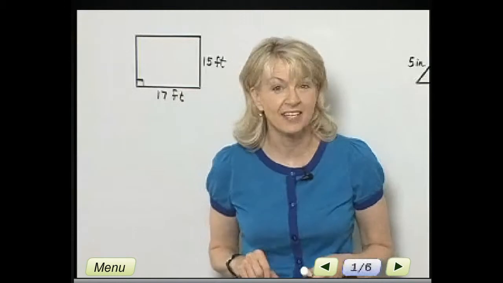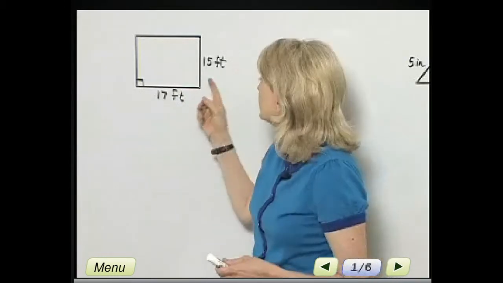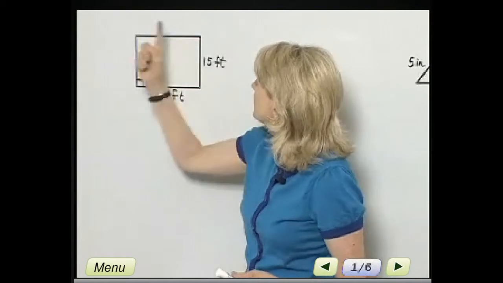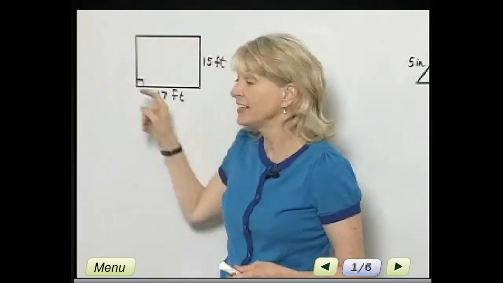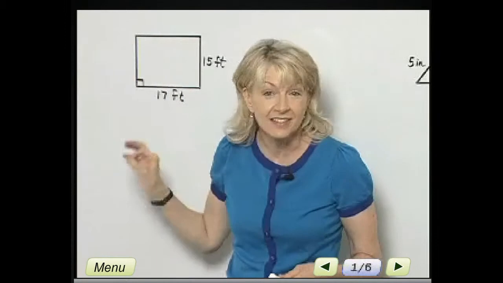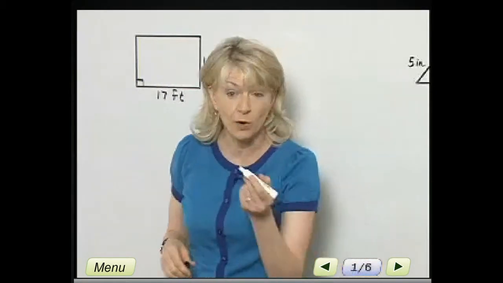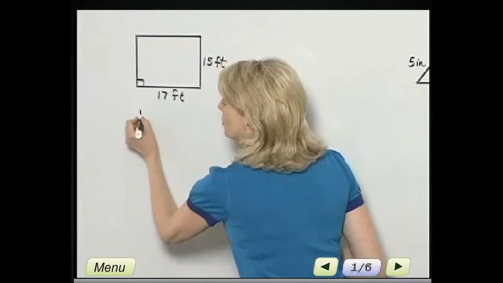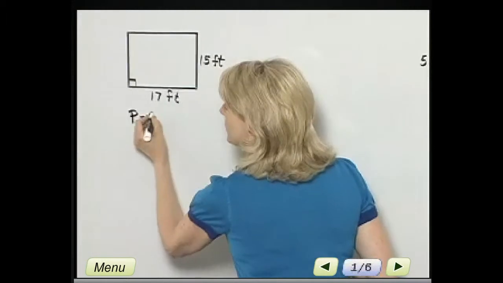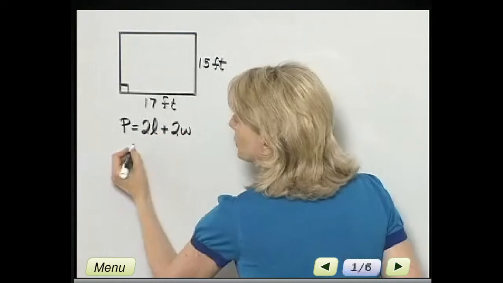It is a rectangle. Now, if you forget the formula, you can certainly just say, well, if this is 15 feet, opposite 15 feet. If this is 17 feet, opposite 17 feet, and then simply find the sum. But right now we'll practice using formulas. So the formula for perimeter of a rectangle is 2 times length plus 2 times width.